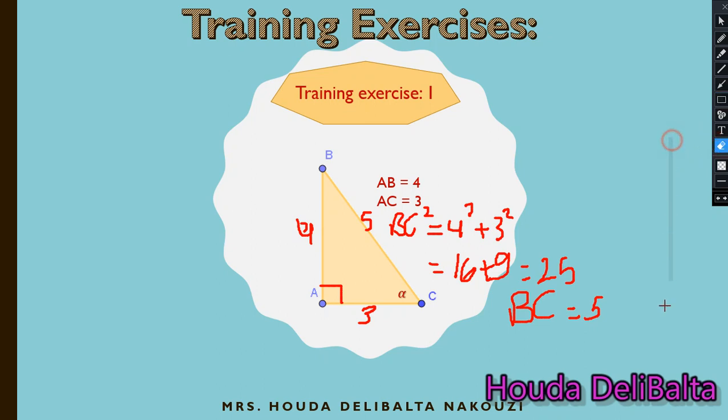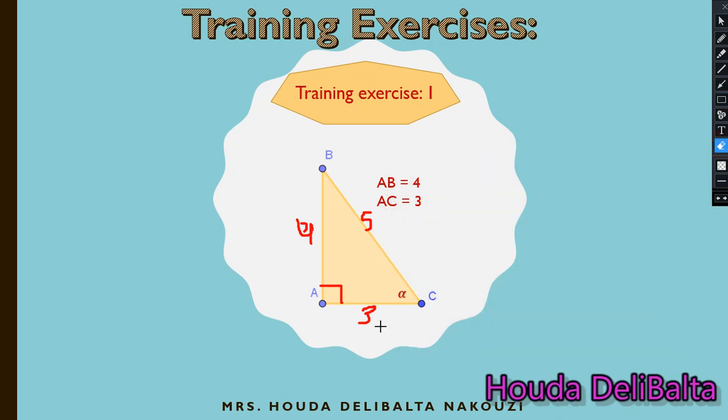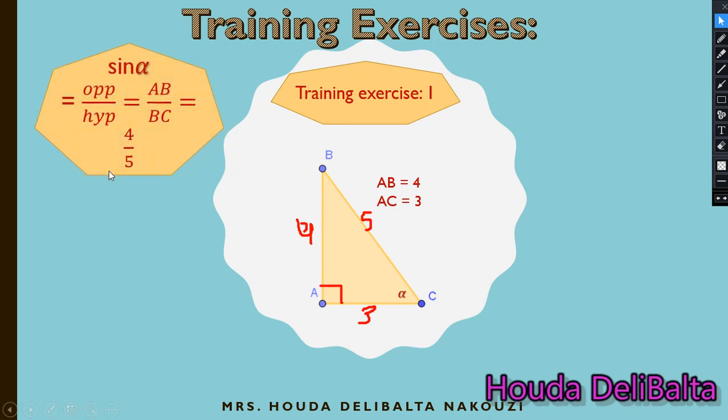Now, so we calculated the hypotenuse BC because surely we are going to use it. The question is, of course, to calculate sine alpha, cosine alpha, tangent alpha, and cotangent alpha, referring to these values. Now, let's apply the rule I talked about in the previous slide.